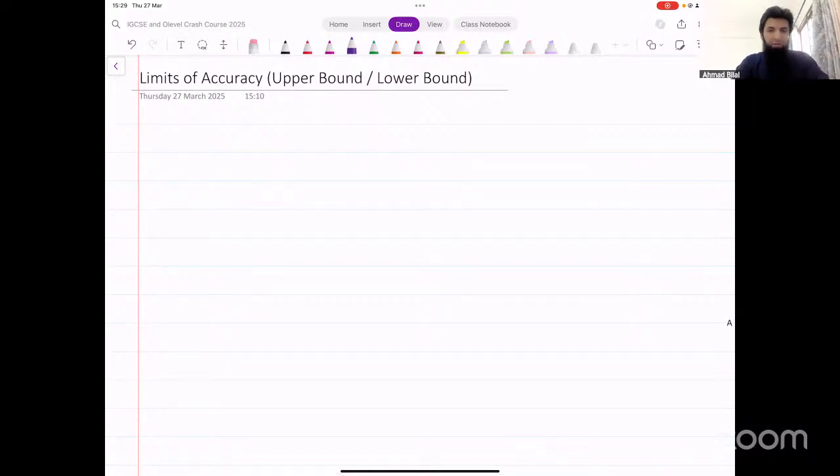So we're doing limits of accuracy today. It's a short topic. It's not going to take that much time. Let's start with this. So what is this about? Well, in this topic, we basically talk about lower bounds of different things, upper bounds of different things.